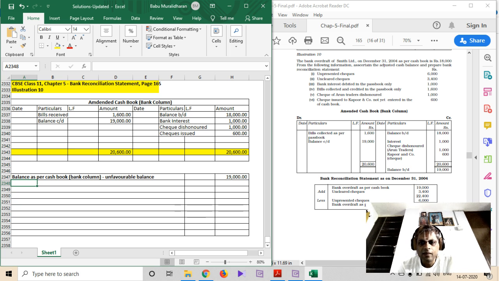Unpresented checks are checks we have issued, but which have not been presented by the suppliers or by the employees to whom we have given the checks. They have not presented the check. So we have to less unpresented checks. That is 6,000.